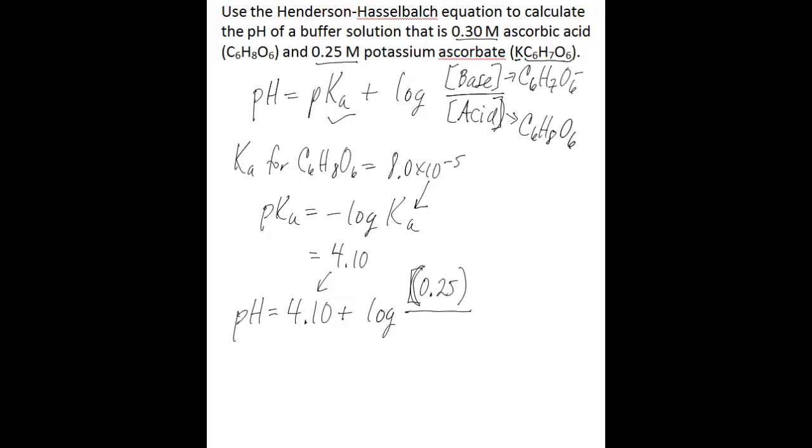And you know that the concentration of your acid, which is ascorbic acid in this case, is 0.30. So all you have to do then is do the math, and you'll find that the pH is equal to 4.02. That's what you were asked to solve for, and you've done it, so you're finished.